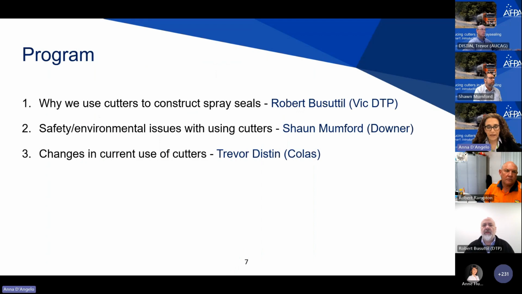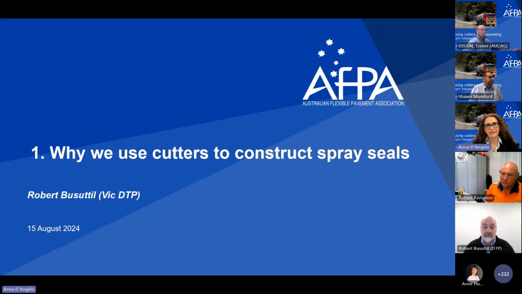Right, the program for today, as I mentioned, we have three presenters. Rob Busuttil will talk about why we use cutters to construct spray seals. Sean Mumford from Downer, apologies that is spelled incorrectly, will talk about safety and environmental issues with using cutters, and then Trevor will talk about changes in the current use of cutters. So I'm sure you all know Rob, Sean, and Trevor, so I don't need to tell you much about them. I'm going to just hand over to Rob to start, and I will run the slides. So Rob, over to you.